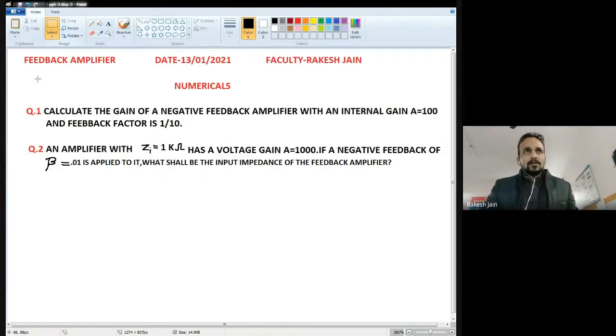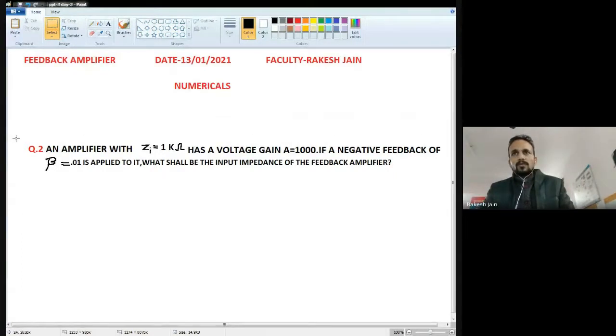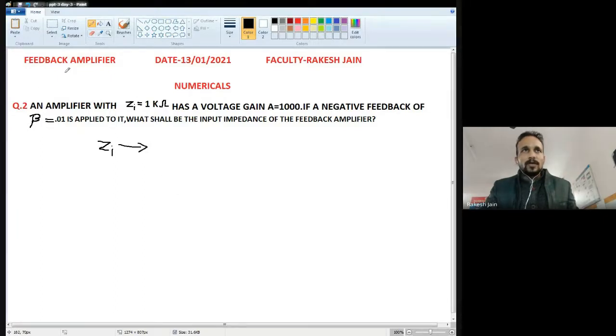Yes. So the first numerical we have already covered, and now we are going to solve the second numerical. An amplifier with Zi equal to 1 kilo ohm. What is the meaning of Zi? Zi means input impedance.